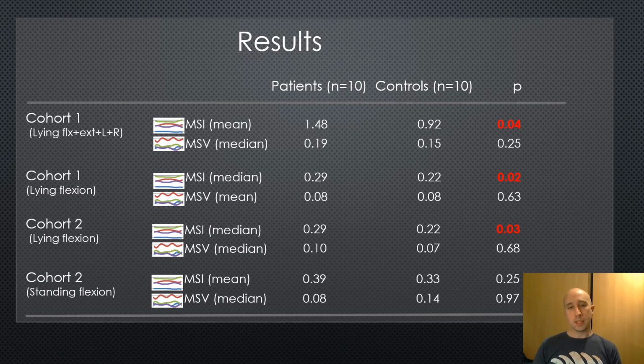So here we see the results I was just describing. The motion sharing inequality is significantly higher in patients compared to controls. We did a few different measures: lying down, standing up, combining lying down measures of bending forwards and back and left and right. In each case, we find that the motion sharing inequality is higher in patients.